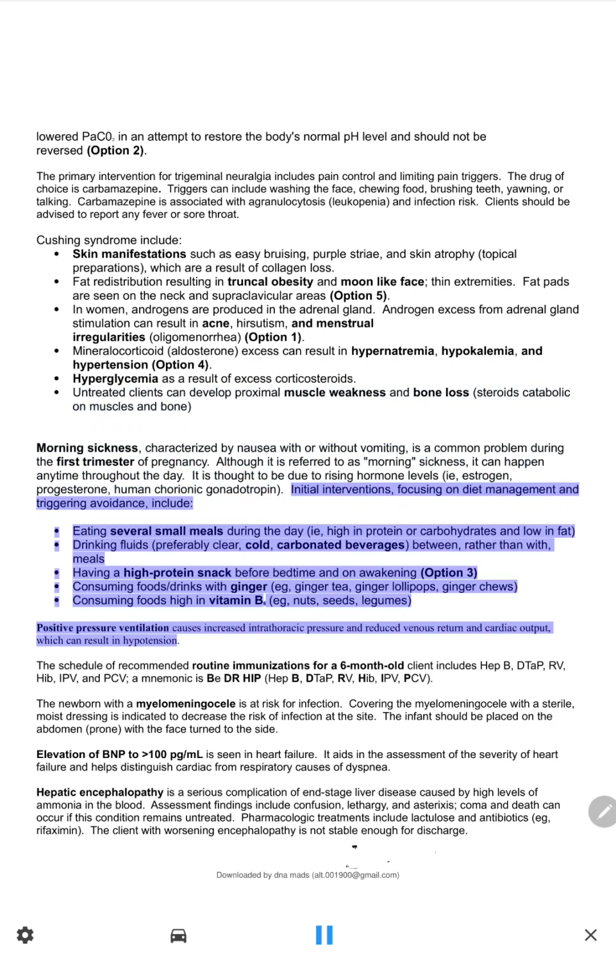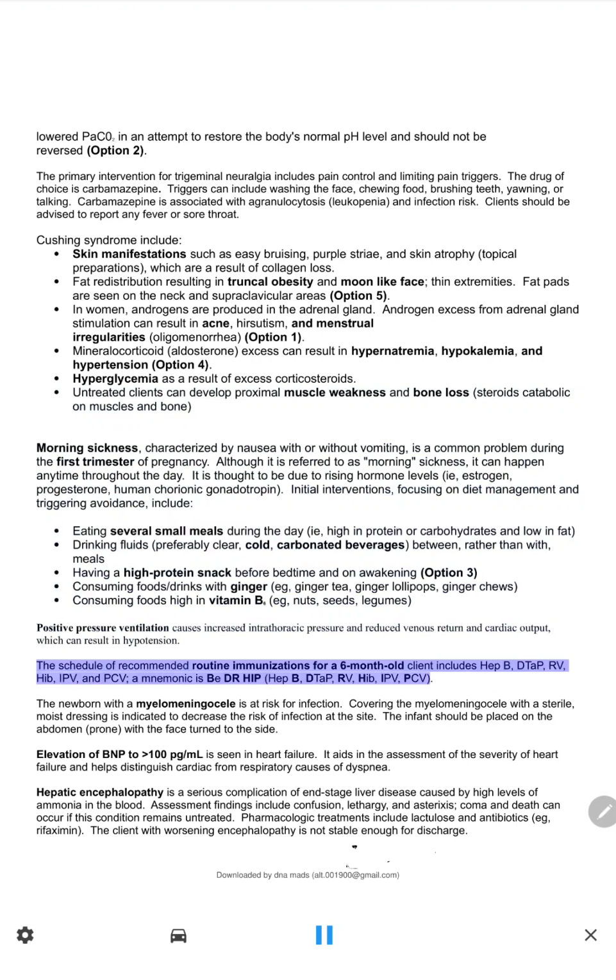Positive pressure ventilation causes increased intrathoracic pressure and reduced venous return and cardiac output, which can result in hypotension.